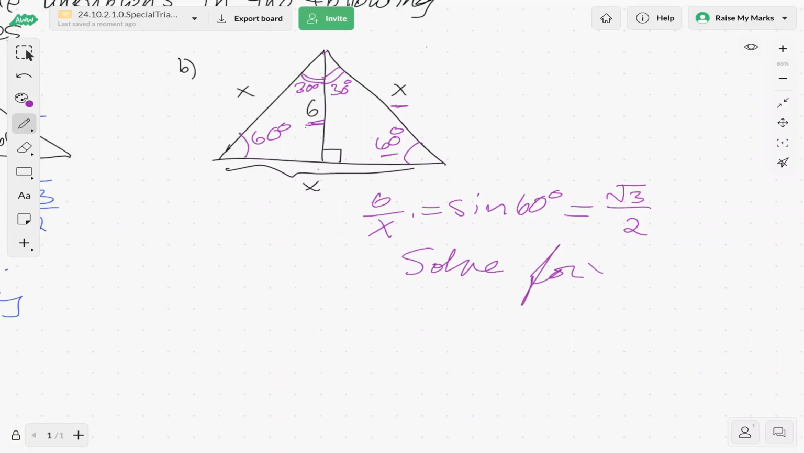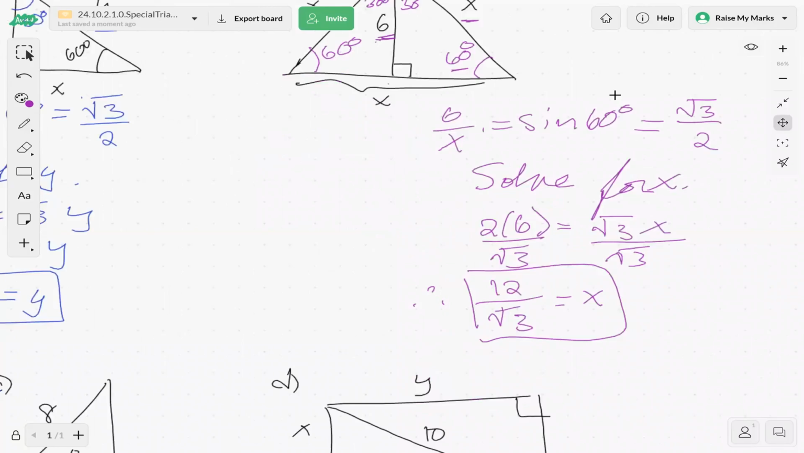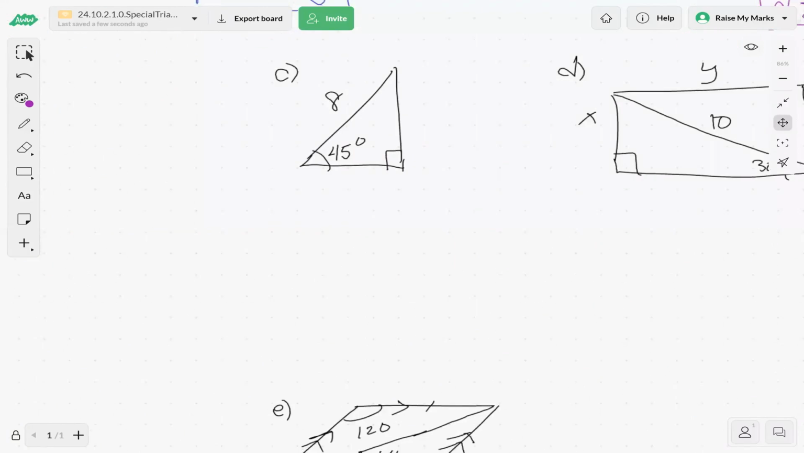So now we solve for x. Let's cross multiply. And what do we get? We get 2 times 6 equals root 3 times x. We can divide both sides by root 3. And we get 12 over root 3 equals x. So that's the side length of our equilateral triangle. Good. All right, C. Let's have a look at this one.